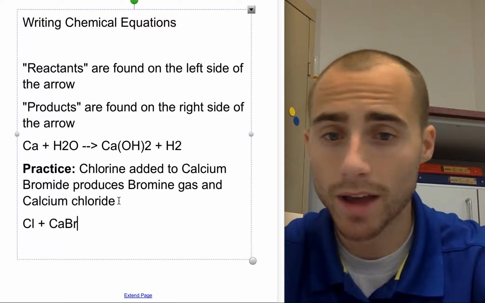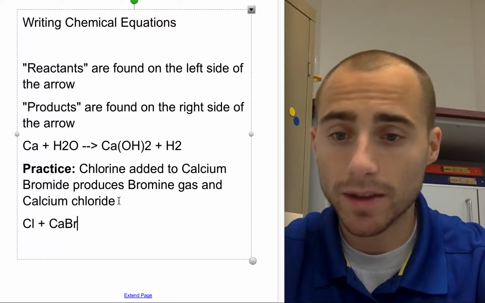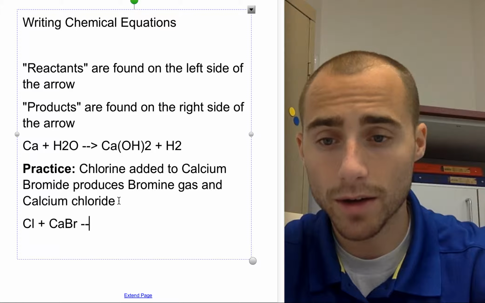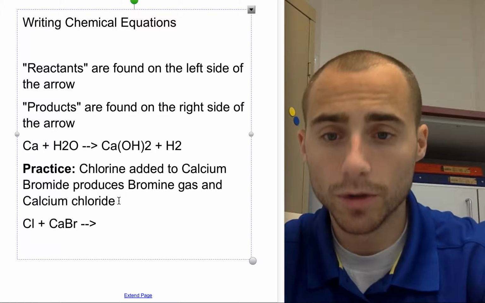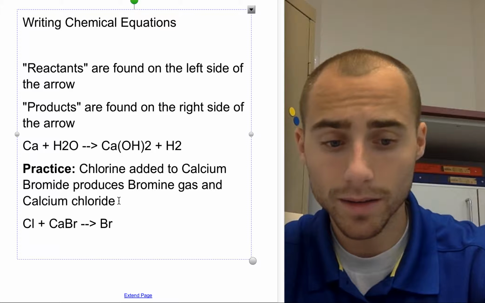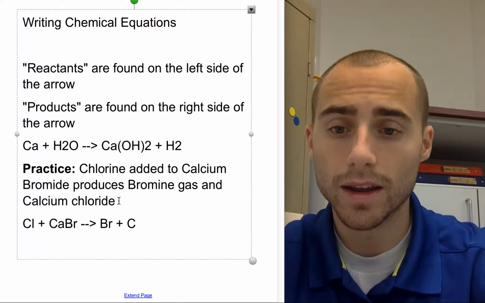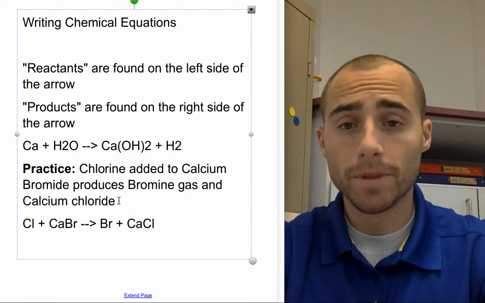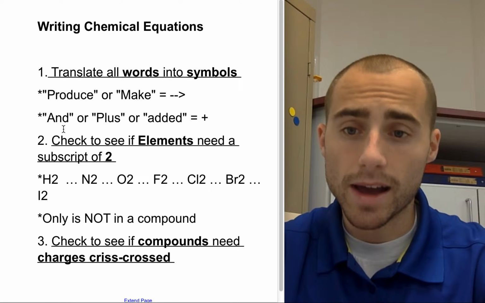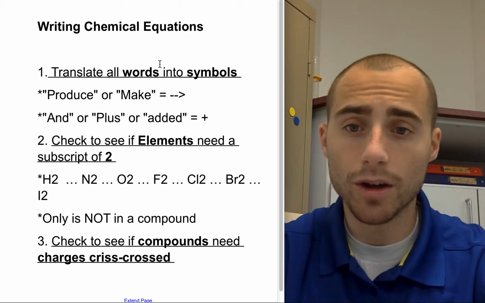Okay, onward and upward. Calcium bromide, CaBr, and produces. That's another key word for me, so I know that's arrow. Produces bromine, so I know that's Br, and is an addition sign, calcium chloride. Okay, am I done? No, I'm not done. Look back at my steps. After that, I've translated everything, all the words into symbols.